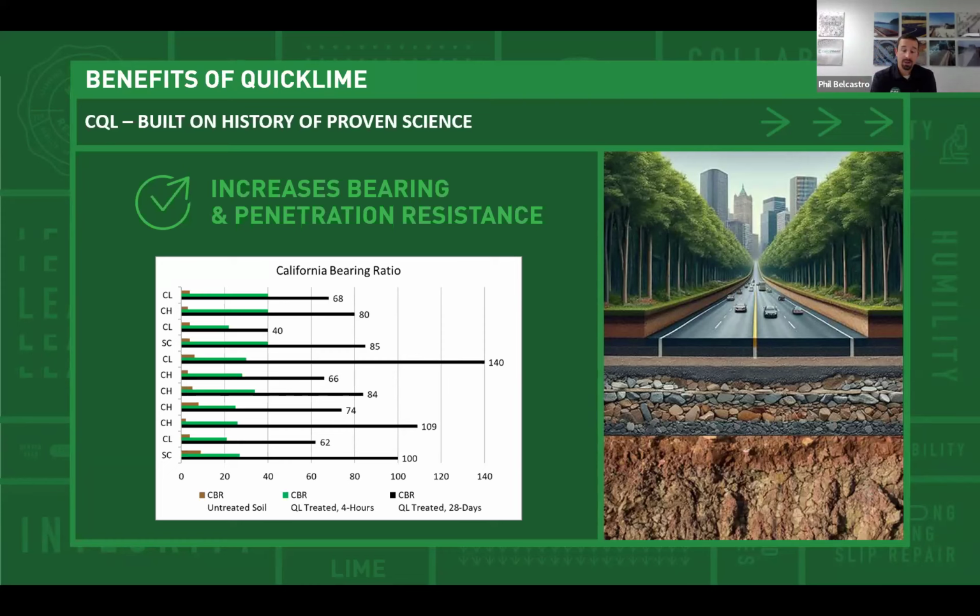Hey, we're building an Amazon facility that's got robotics that can't shift more than like a 1/16 of an inch, something crazy. We need some true stabilization on this site. So here's where we're looking for that long-term strength that lime can help us realize.